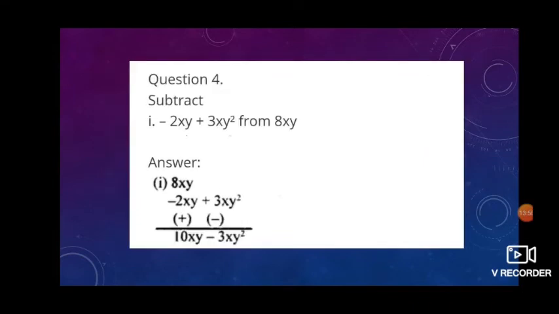Next, subtract minus 2xy plus 3xy square from 8xy. Here the minuend is 8xy, writing in the first row, and minus 2xy plus 3xy square is the subtrahend, writing in the second row. So changing the signs of the subtrahend, minus 2xy will become plus 2xy and plus 3xy square will become minus 3xy square, and 8xy plus 2xy will get 10xy. For this minus 3xy square, there is nothing in the minuend, so I am writing it directly in the same way, minus 3xy square.